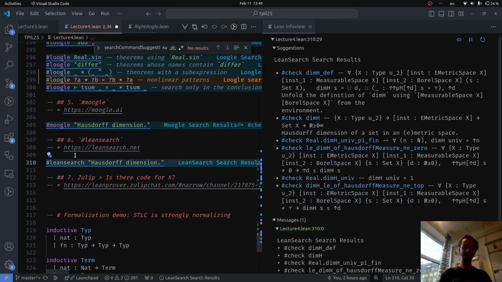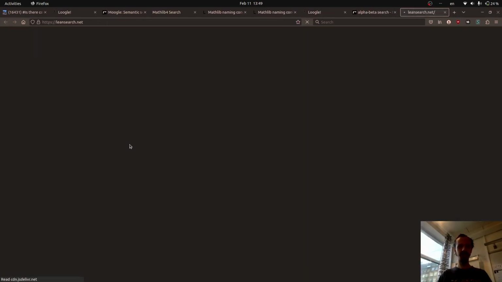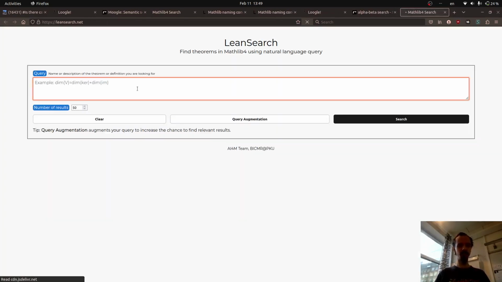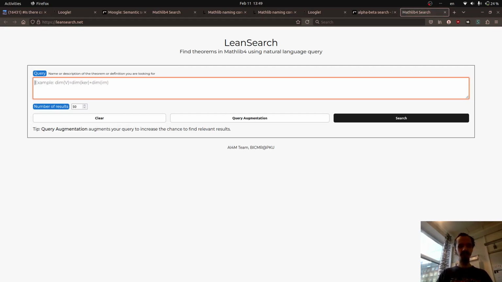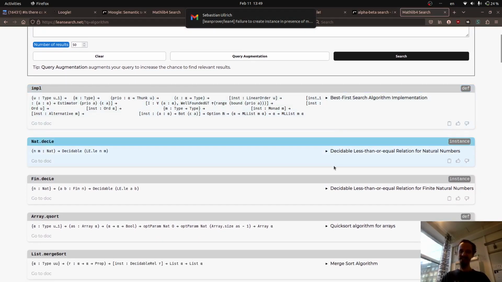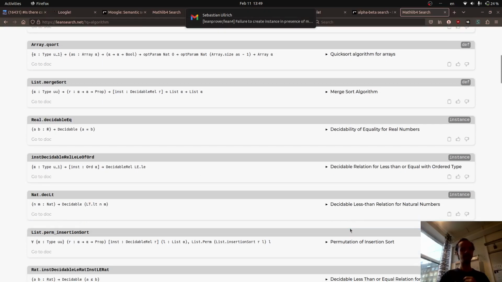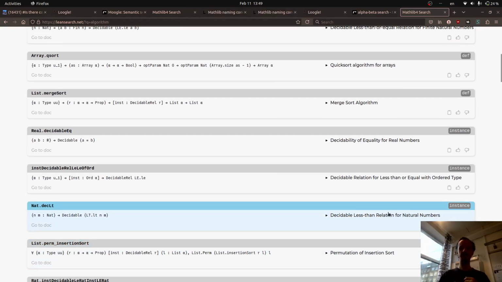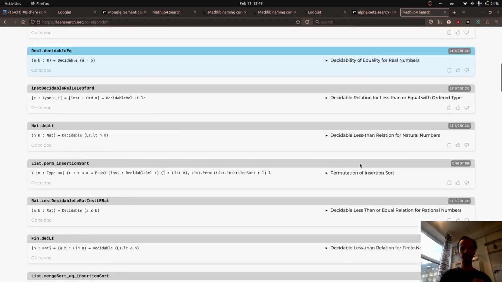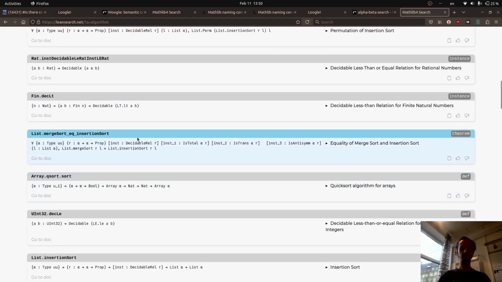There's another tool called Lean Search, which I don't know that much about, but I think its specification is not too much different from Moogle. What happens if I just search for algorithms? Best for search algorithm implementation. Oh, I think the difference is that this one is actually trying to summarize what it found. So I think these are AI generated, and the search results are also AI generated. So that's quite nice. And so you can go find something and then go there.